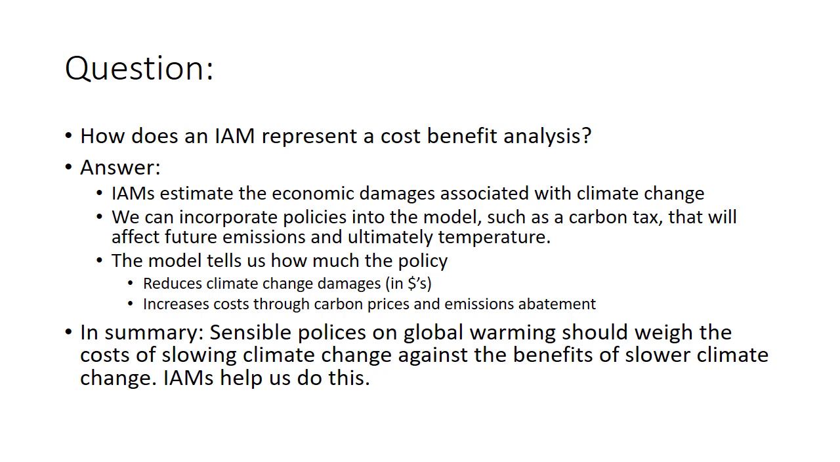The model tells us how much the policy reduces climate change damages in dollars and increases costs through carbon prices and emissions abatements. So the model gives us what we're avoiding in damages, but also how much we're going to have to pay, how much we're increasing our costs through carbon prices and emissions abatement. So we're going to balance the avoided damages with the costs of abatement in the model. In summary, sensible policies on global warming should weigh the cost of slowing climate change against the benefits of slower climate change. And integrated assessment models help us do this.